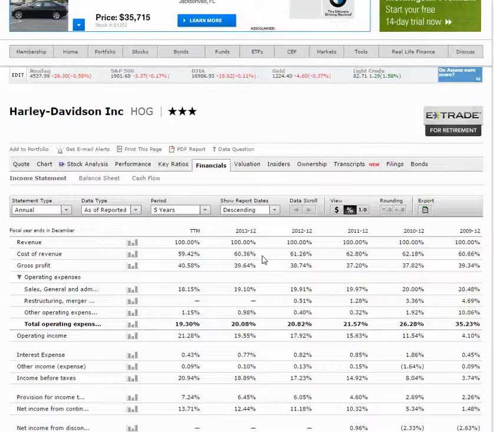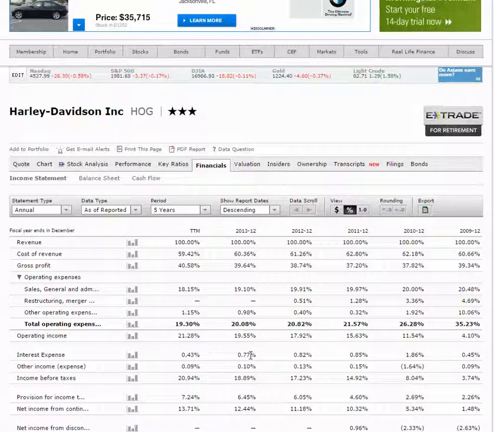That's the cost of the merchandise that they're selling, which would be their motorcycles and their other products that go along with that. So their gross profit on that is 39.64%. So they're making 39.64 cents in gross profit on every dollar they sell. Now with that gross profit, they have to pay all of their other expenses, pay their salaries, their rent, their insurance, utilities, every kind of conceivable expense that a company might have. So in this case, their total operating expenses are 20 cents on every dollar, 20.08.